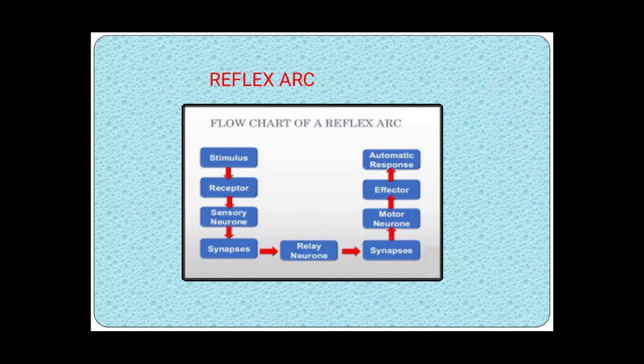There is another flow chart to show the reflex arc. You have the stimulus, the receptor. Through the sensory neurons, it reaches the spinal cord. Here the spinal cord is shown by synapse, relay neuron and synapse. Then the motor neurons are taking the response to the effector, and you have the automatic response.